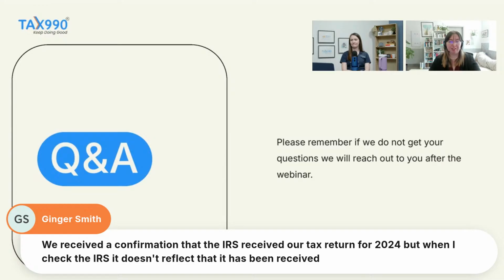The IRS has several databases within its system, and so sometimes it'll show on one database, but it won't carry over to the other database, and the IRS has to go in and manually correct that. And just to piggyback off that, one good thing about Tax 990 is that it has an acceptance letter right on your dashboard, so you can always take that as confirmation as well. So that's something that's helpful and convenient when you do file with us.